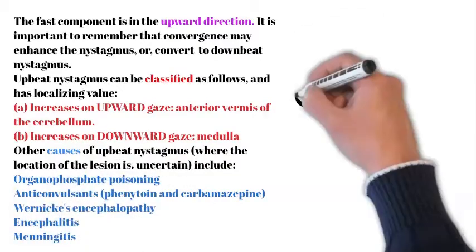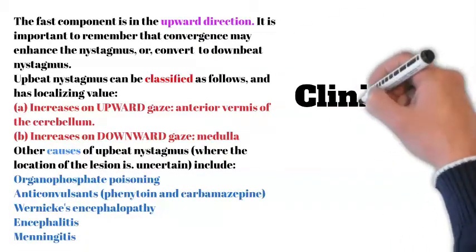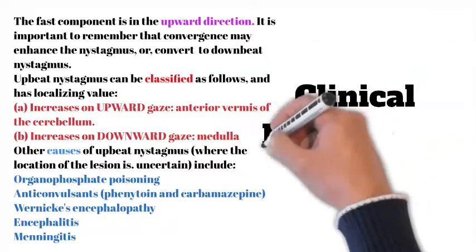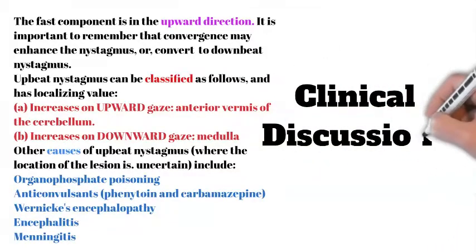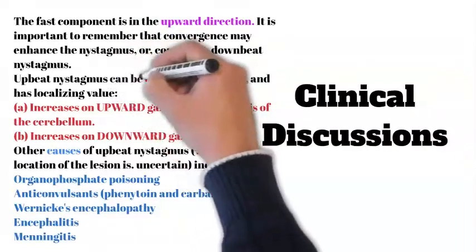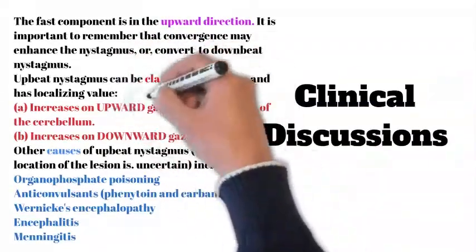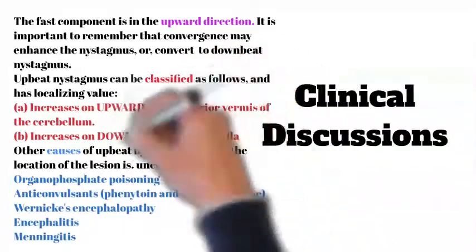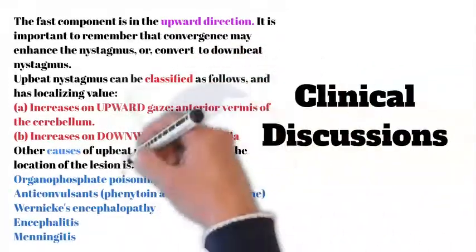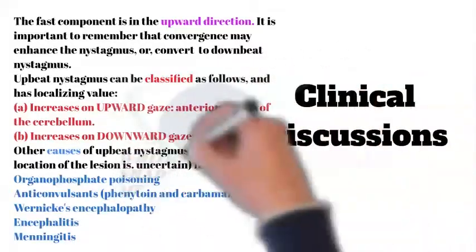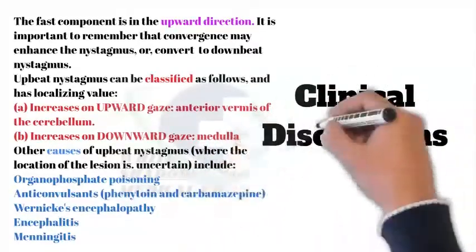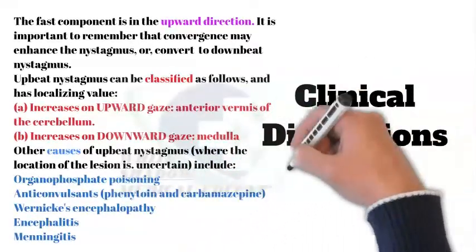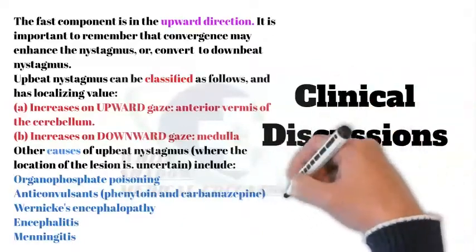Upbeat nystagmus can be classified as follows, and has localizing value. If it increases on upward gaze, anterior vermis of the cerebellum. If it increases on downward gaze, medulla. Other causes of upbeat nystagmus, where the location of the lesion is uncertain, include organophosphate poisoning, anticonvulsants, phenytoin and carbamazepine, Wernicke's encephalopathy, encephalitis, meningitis.